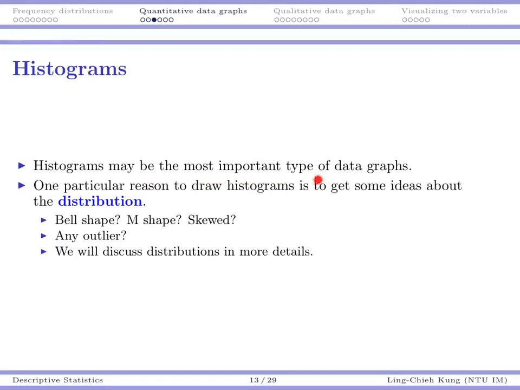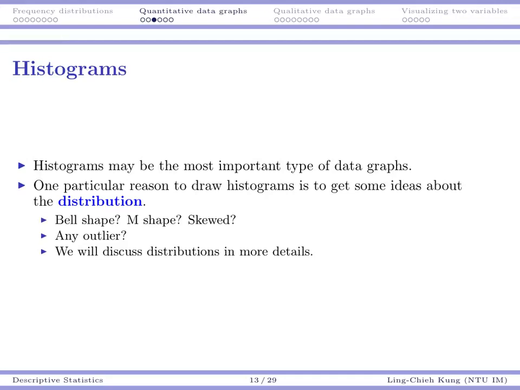Histograms may be the most important type of data graphs, or we should say that regarding statistical methods, histograms are the most useful. One particular reason is that we want to get some ideas about the distribution. Like we want to ask whether it is a bell-shaped distribution, M-shaped distribution, or whether it is symmetric or skewed, and so on and so on. Okay, we will talk about distributions in more detail in future classes.